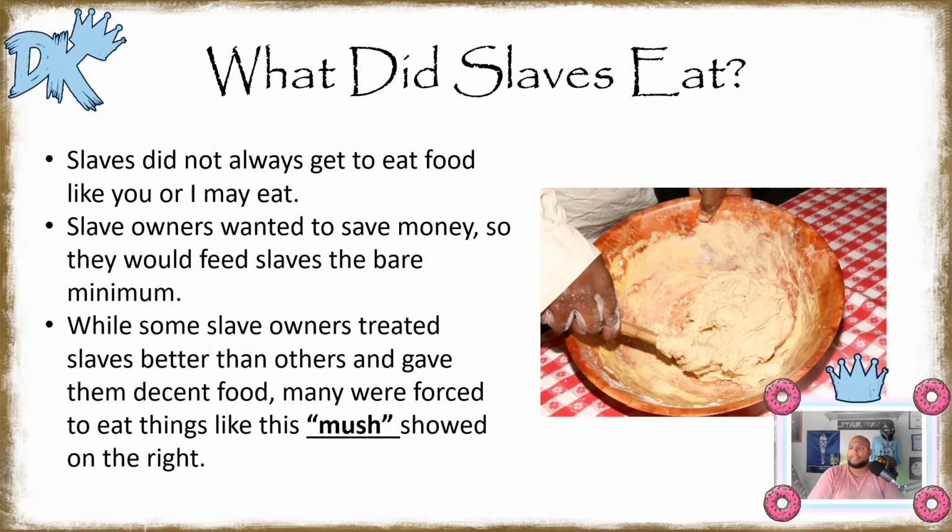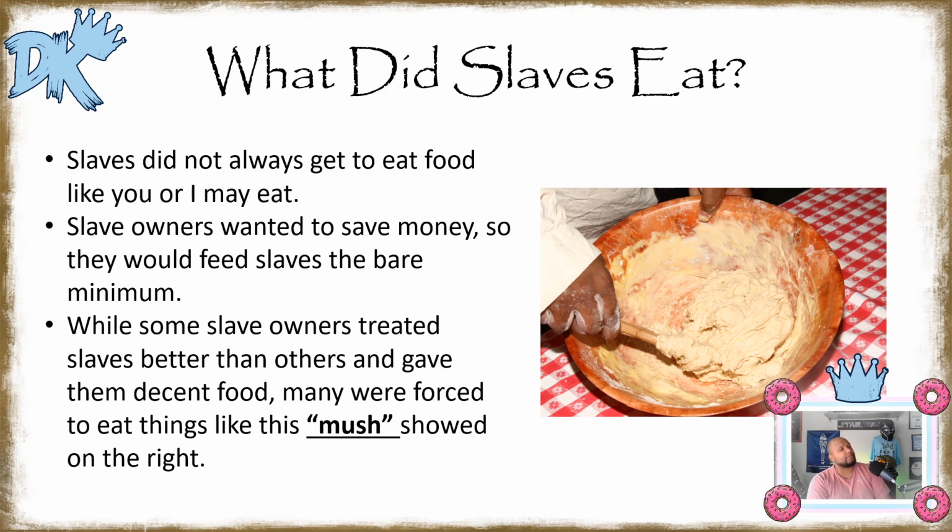Now, as for the things that they would eat, slaves did not always get to eat good food, like you or I may eat, but slave owners wanted to save money, so they would often feed their slaves the bare minimum, if not make them cook their own food. While some slave owners treated slaves better than others and gave them decent food, many were forced to eat things like mush, which is shown on the right, which is simply a big mixture of cornmeal. It's nothing great. It's enough to keep them fed with bare nutrition, but it's not great. But that's why many slaves took to raising their own farms, maintaining their own crops for their own food, for them to cook themselves.